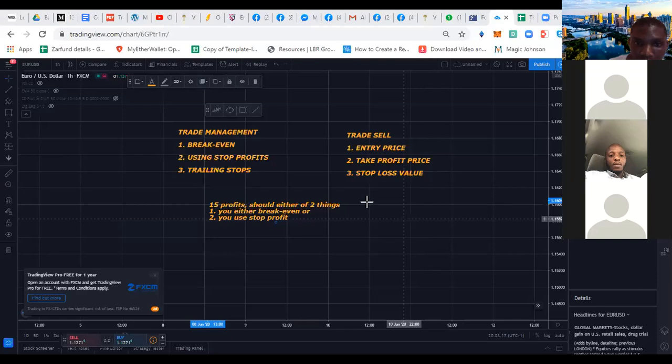All right, so that's what it is. What you do is you modify for break even. You modify your order, which is already 15 pips in profit.